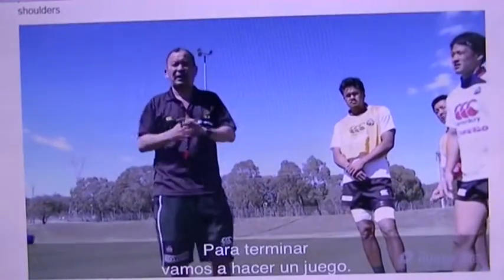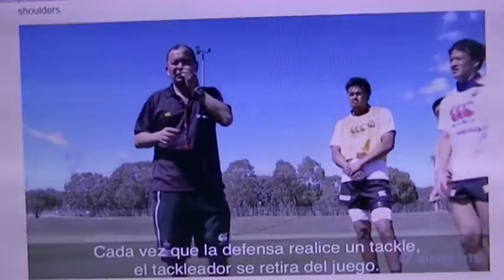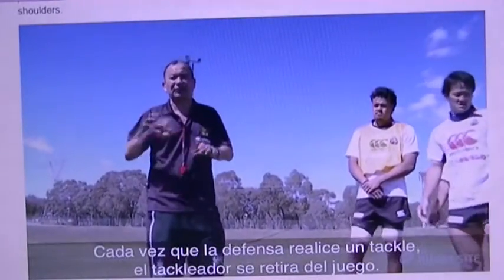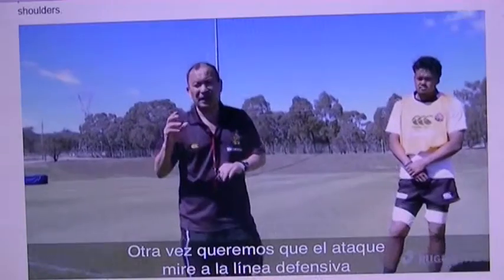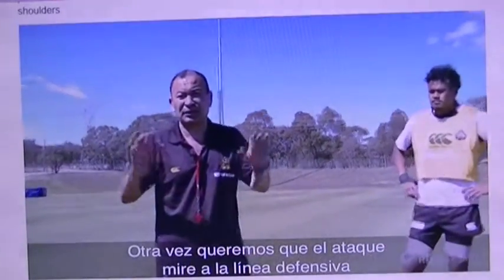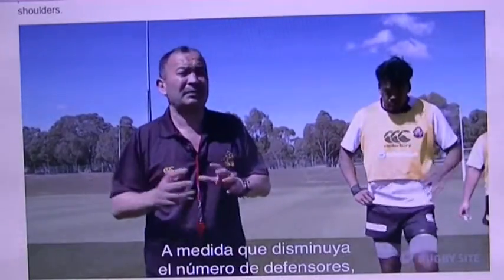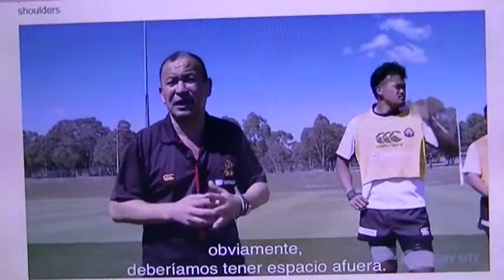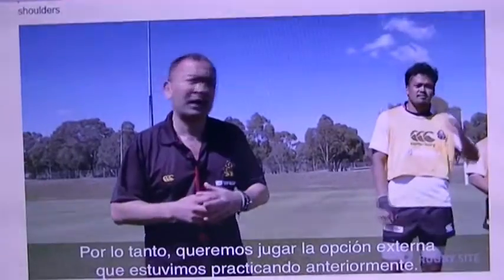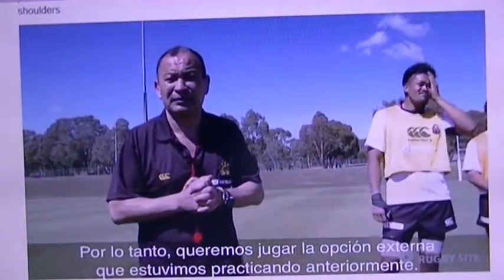We're just going to play a game now to finish off, where every time the defence makes a tackle, the defender will drop out. So what we're trying to, again, get the attack to do is to be looking at the defence line, looking to see where the space is, and as the numbers decrease, we should obviously get space on the outside, and therefore we want to be playing the outside option that we've just been practising there.